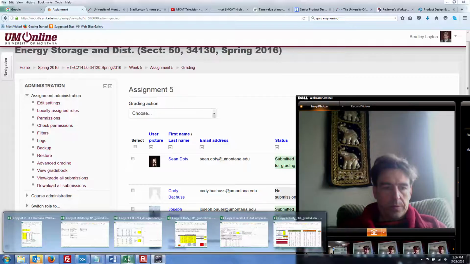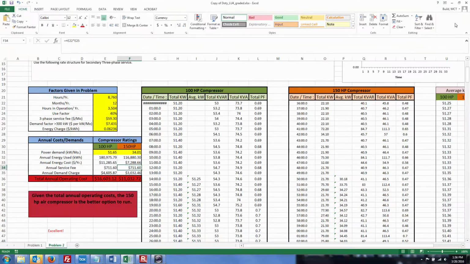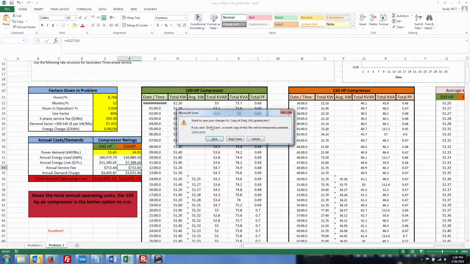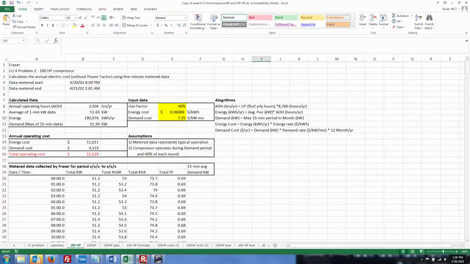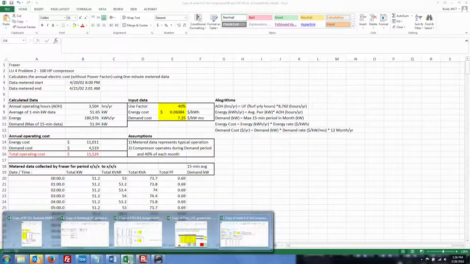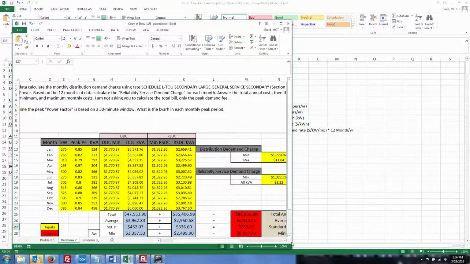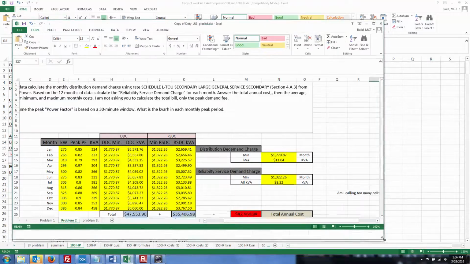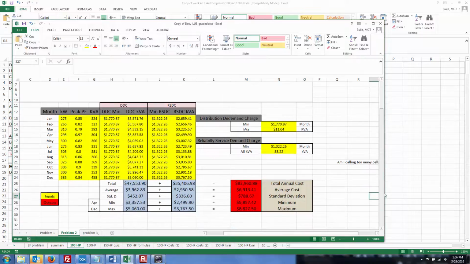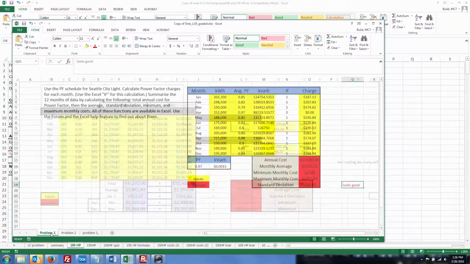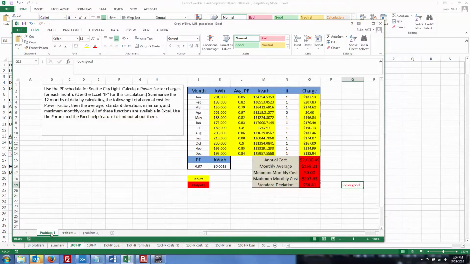So let's see, Doty 4. Okay, I'm going to close out of that. Nice job. Save. Fine. Let's look at week 4 air compressor, Doty, learning unit 5. Great. Okay, so I'm digging my way through this thing, and problem 1. Okay, this all looks pretty good.